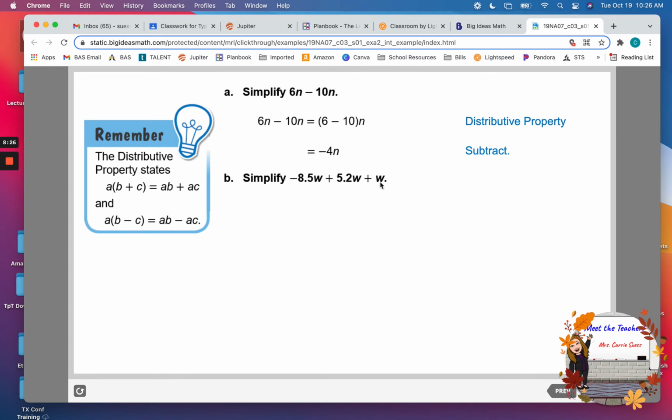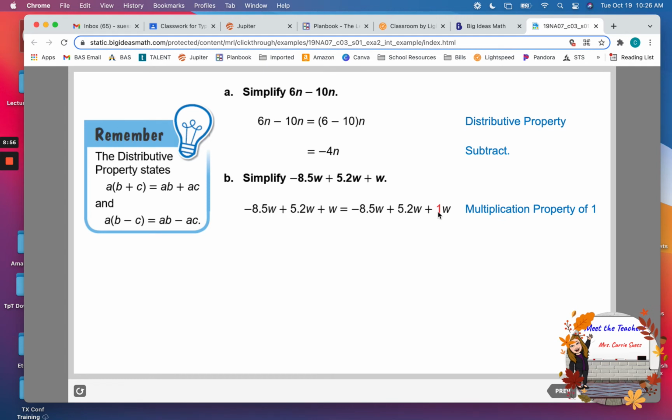Okay, so let's do the second one. First thing you need to do is simplify this. Are they all like terms? Yes, because they all have a W that has no extra exponents. What's in front of this imaginary W right here? Nothing. There's nothing written there, but there's an imaginary 1 in front of it. All letters have an imaginary 1 in front of them. If it's just chilling by itself, it has a 1. That way you know you're adding it.